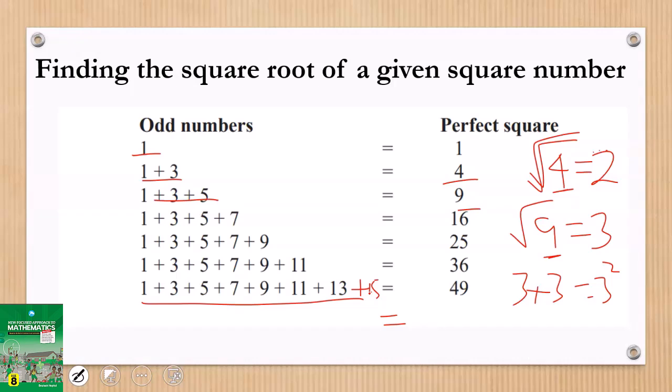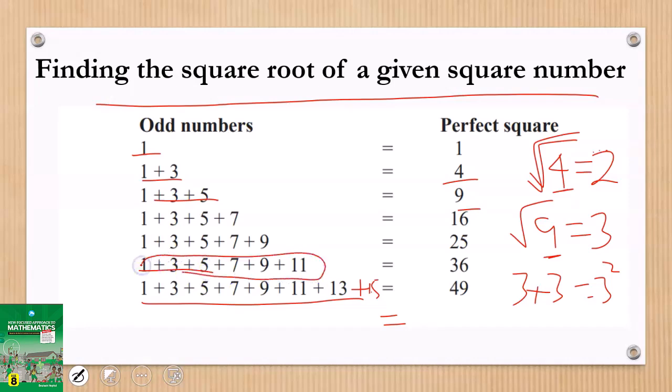Good. Now, how do we find square root of a given square number? We've realized that if we add consecutive odd numbers, we always generate a perfect square number. And so if I want to take the square root of a perfect square number, for example, I want to take the square root of 36, I can continuously subtract odd numbers from 36. So let me start with 1.